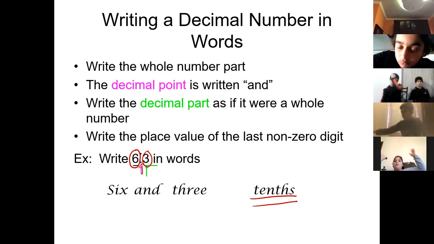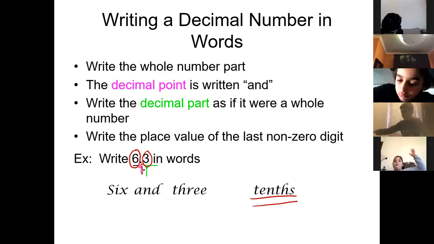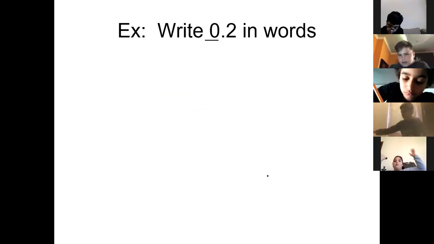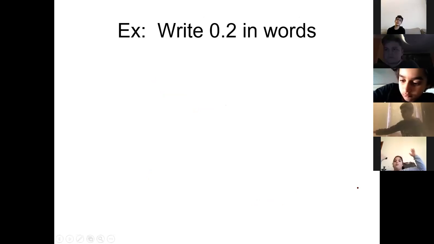Bravo. So don't forget, we write the whole part, 6. Then the 3, we check. We have just 1 digit in the decimal part, so it's tenths. 2 digits, we have to say what? Yes, 2 digits, hundredths. Excellent. Okay, Adam Zaytoun, go ahead. I will choose in order.